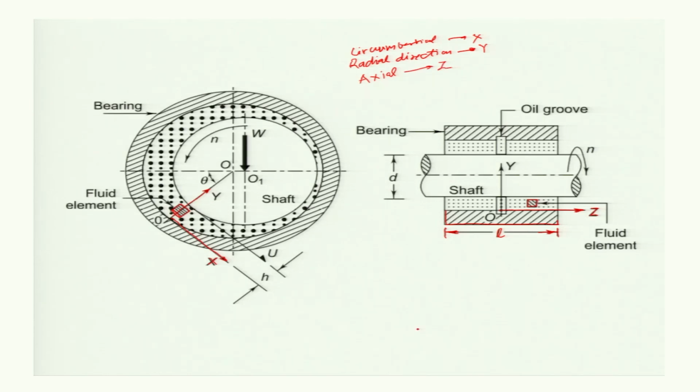Well, the diameter of the shaft is d, which is shown here, and the fluid element is taken at an angle theta. This is your theta, and along the journal center the radial load W is acting, and the fluid film thickness along the element is h.